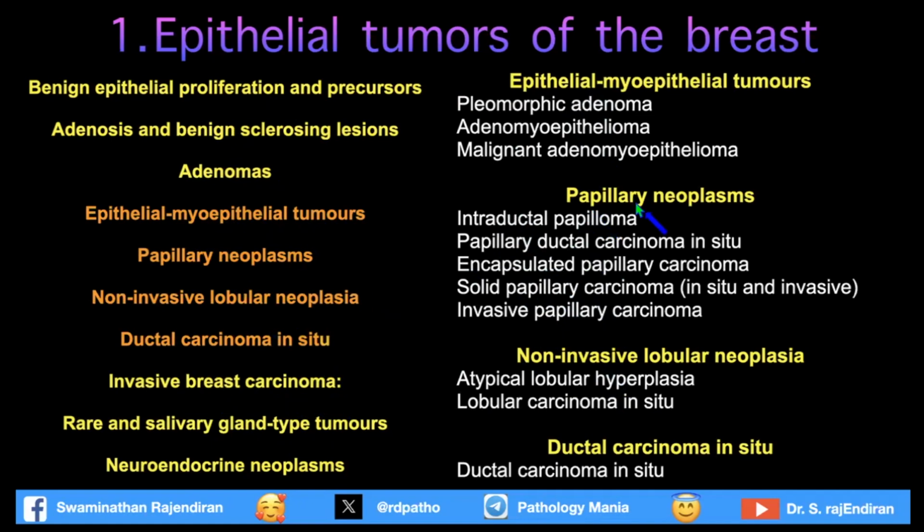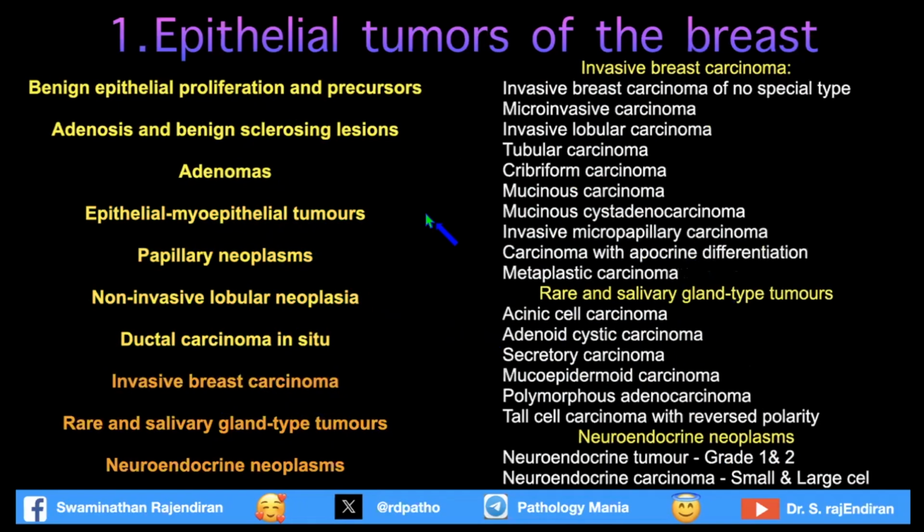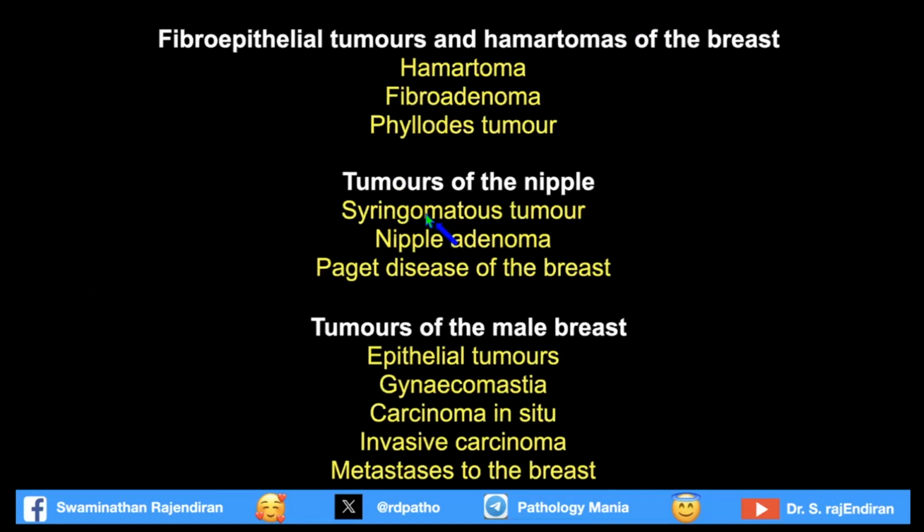and these are all the members of that lesions. For example, papillary neoplasms, it can be a papilloma, or ductal carcinoma in situ, papillary DCIS, or encapsulated papillary carcinoma, solid papillary carcinoma, or invasive papillary carcinoma, like these are all the members of epithelial tumors of the breast. These are all the other members of epithelial tumors. These are the members of fibroepithelial tumors and haematomas of the breast, tumors of the nipple, and tumors of the male breast.